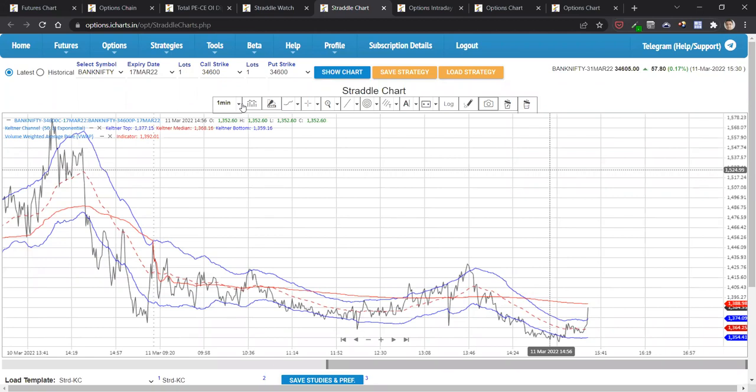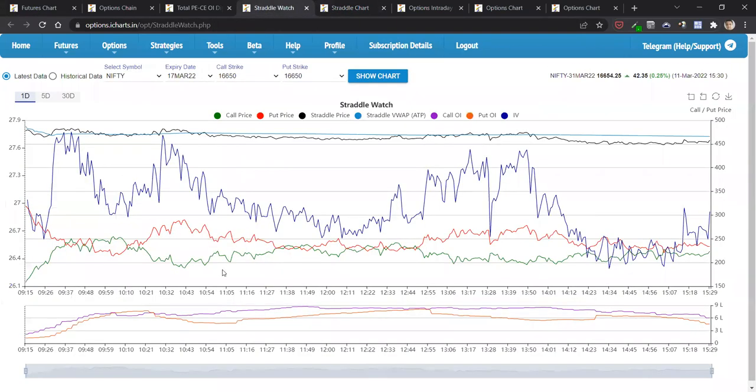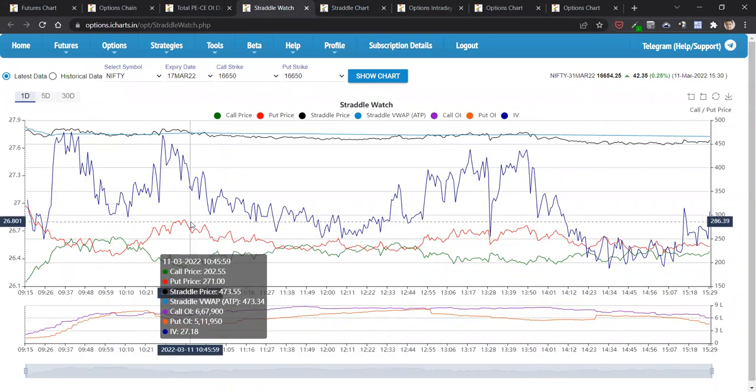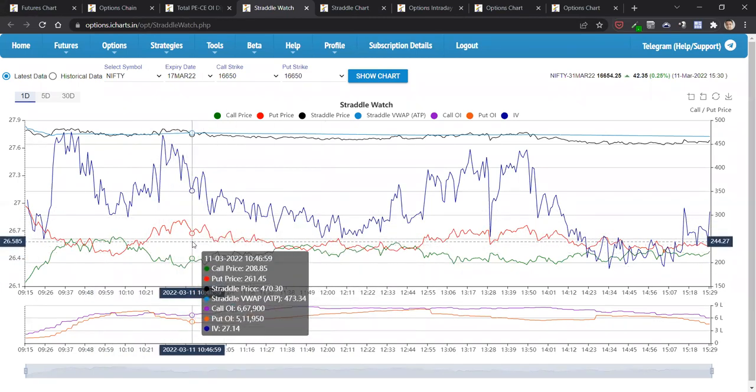I don't really think so, because there are two things. The straddle shooting up can happen either when IV significantly moves up, or it could be due to a one-sided move. A one-sided move you can probably capture using PCR, or you can just capture by looking at which side price is going one way, using option prices.